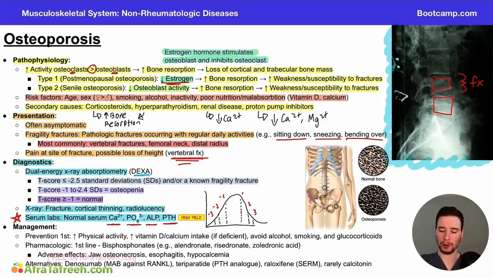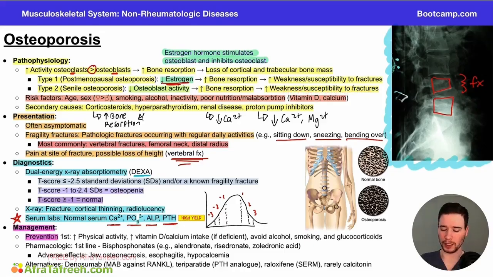So what are we going to do? How are we going to manage these patients? Well, the first thing that we'd like to do is actually encourage prevention, right? If we can slow this bone loss, if we can slow the process of osteoporosis occurring, this is going to lead to decreased risk for a patient actually experiencing one of these fractures. And how do we do this? We can do it in a variety of ways.